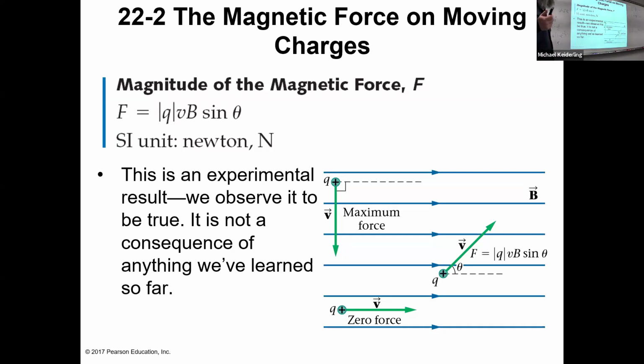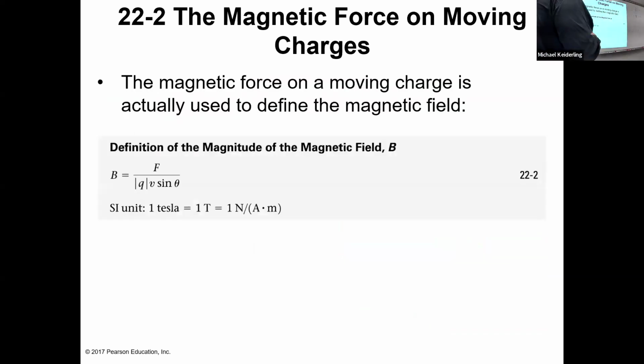It's not a consequence of anything we've learned so far. This is something we observe. This is actually how we define the strength of a magnetic field. So magnetic field is the force on a moving charge divided by the charge times the velocity times the sine of the angle. And the unit, it's force over charge times velocity, which ends up being newtons over amps times meters, which is a unit called 1 Tesla.